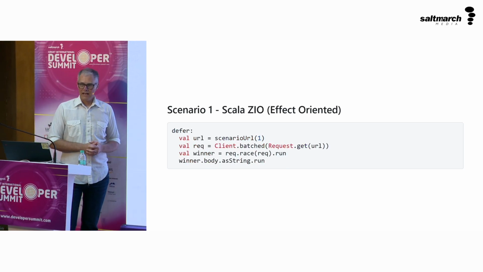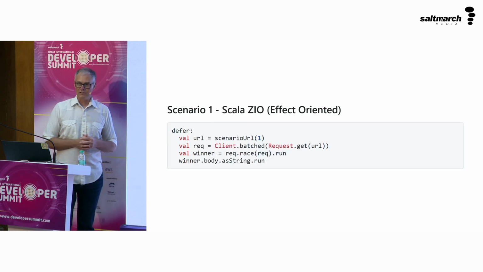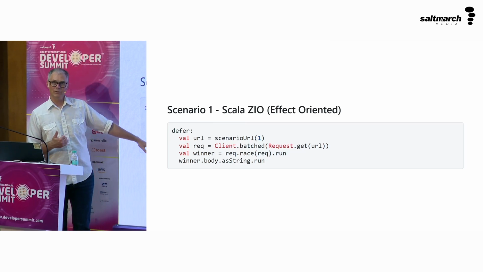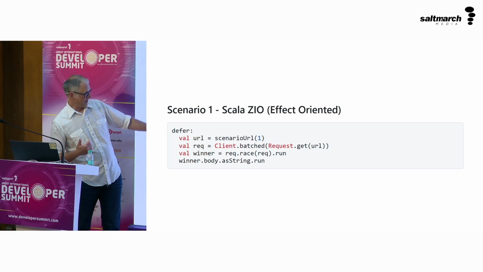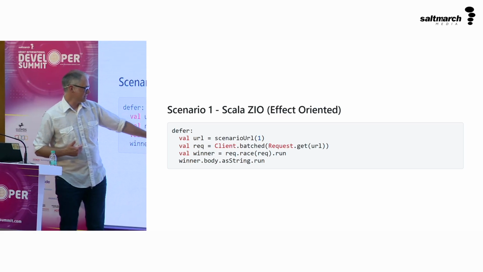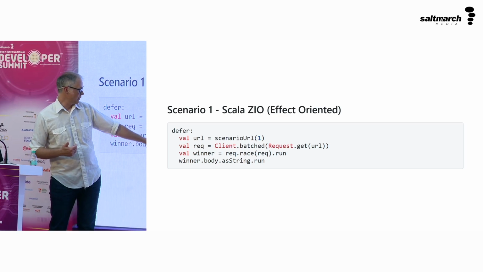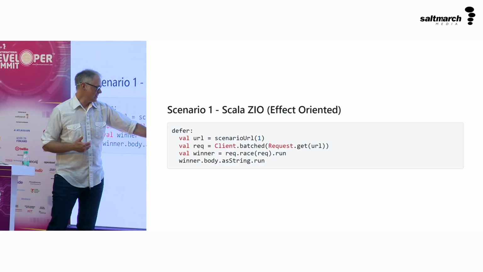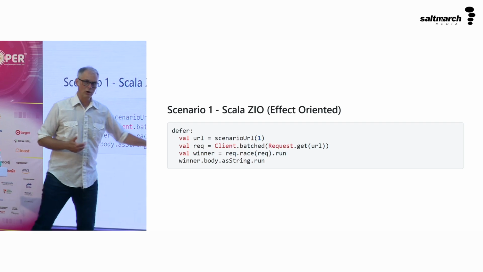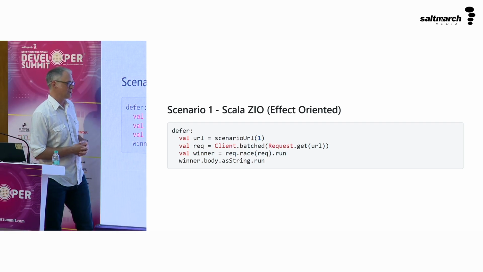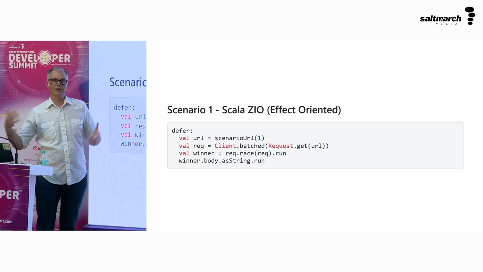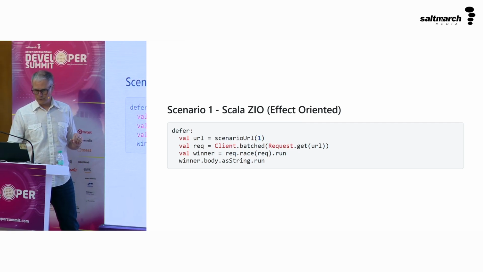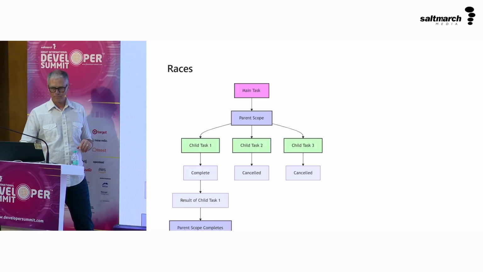There is a Scala library called ZIO, which is also effect oriented. It's pretty similar to what we saw with the Effect one, with a little bit more concise syntax. In this case, I take my first request, which is the effect, so it's not actually running yet. I race it with another request, and then this .run is what actually makes the first request and the second request happen inside of a race. So that's Scala ZIO, a different way to do things with effects.